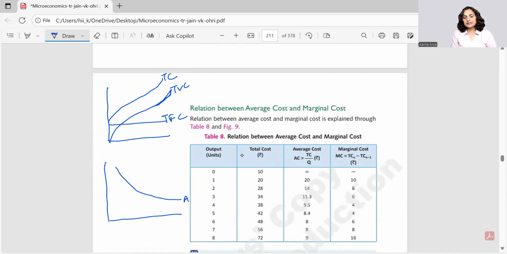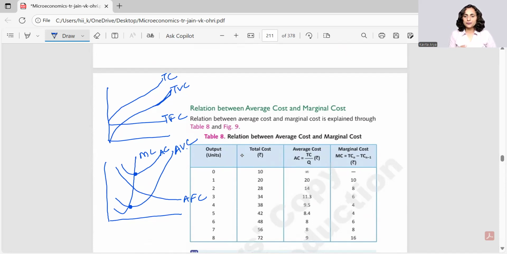Average fixed cost is a rectangular hyperbola. Average variable cost looks like the Nike sign, right? And average cost is in between these two because that's the sum total of average fixed and average variable. So this goes this way, right? When we talk about marginal cost, it passes through the bottommost points of AC and AVC, and again it's U-shaped, so this goes like this. So this is the pictorial presentation.